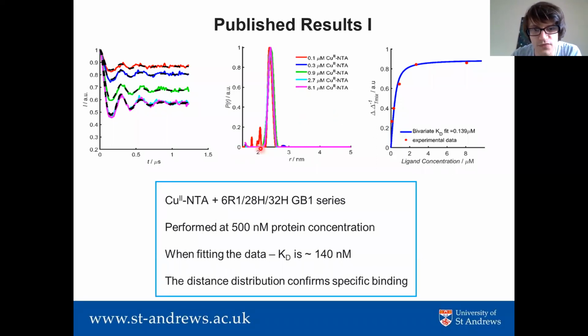So just to direct your attention briefly to the central panel here, we can use the corresponding distance distributions as a sort of internal control to confirm that we have specific and directed binding at the double histidine motifs. This tells us that we don't have any non-specific interactions that would otherwise contribute to the isotherm. That's exemplified by the fact that the only significant feature in here is this main peak at 2.5 nanometers.